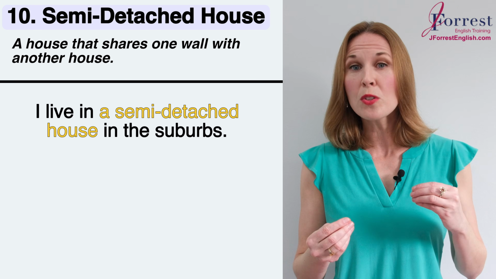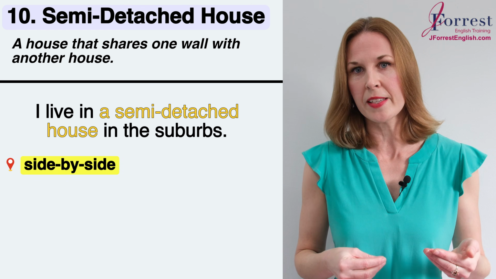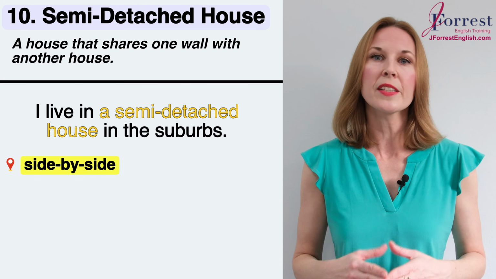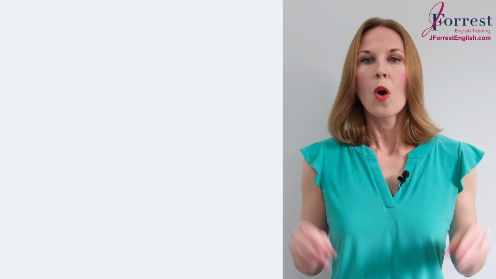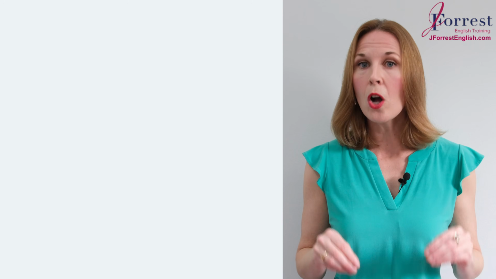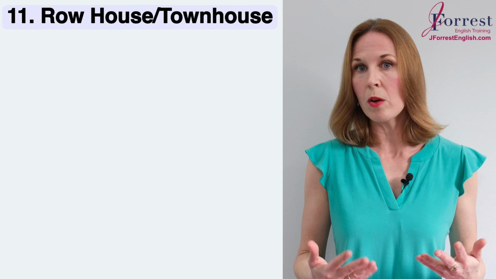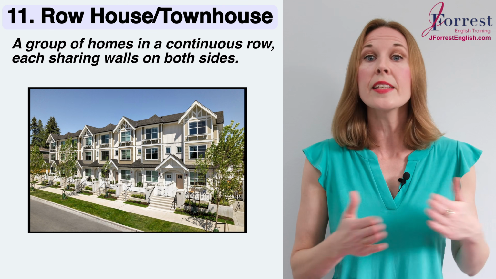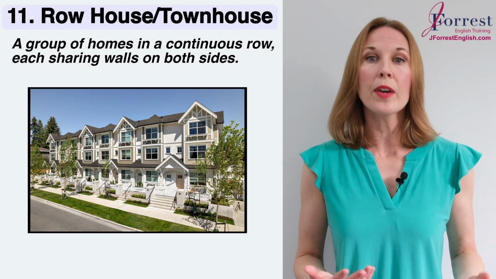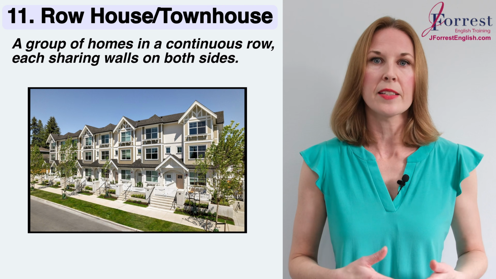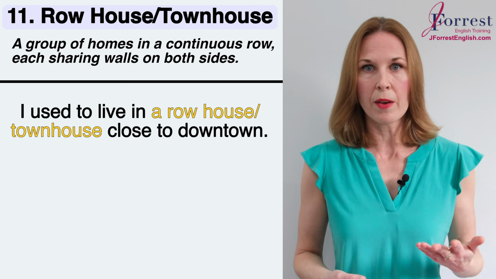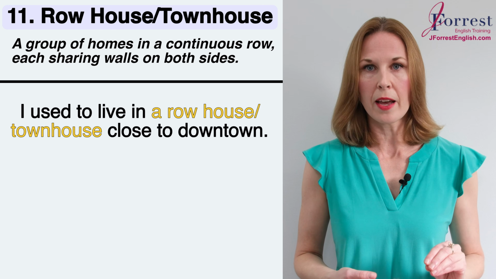Native speakers also refer to this as a side-by-side. So if you ever hear, I live in a side-by-side, that's a semi-detached house. One style of house that's very common in North America is a row house or a townhouse. So this is a group of homes in a continuous row, each sharing walls on both sides. You might say, I used to live in a row house or a townhouse close to downtown.